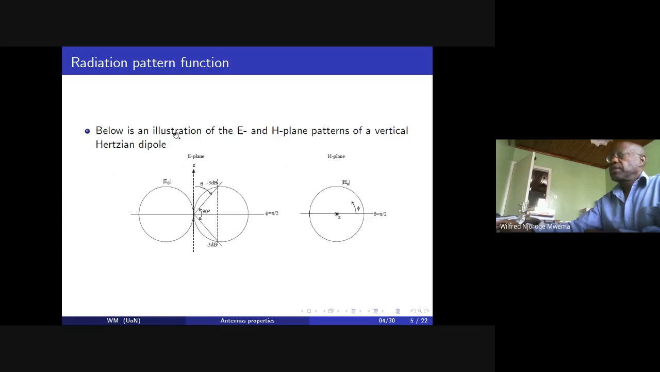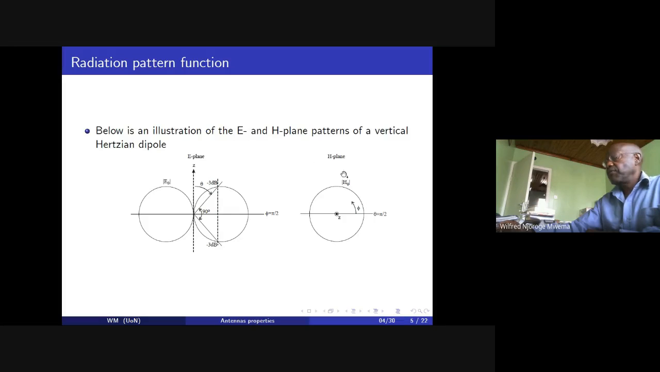So we show the illustration for the E and H plane patterns of a vertical Hertzian dipole, and what we have is that the dipole is somewhere in between here. That is a dark thing. It's not being seen well. Maybe I should change the color. And we see that the minus 3 dB points for that beam is very wide. It's about 90 degrees between the minus 3 dB at the top and the minus 3 dB at the bottom there.